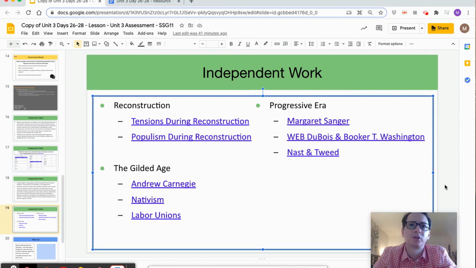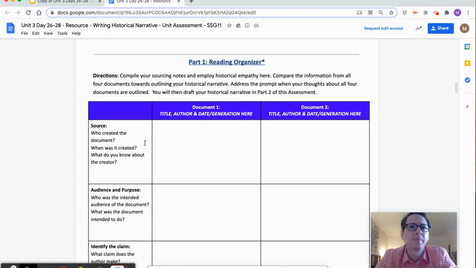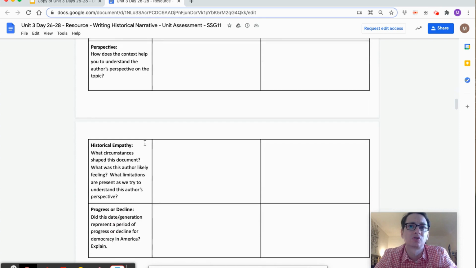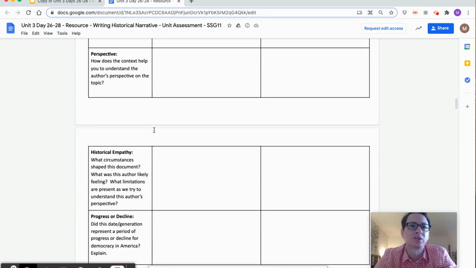Each document they ultimately select has 7 guiding prompts that go with it in the graphic organizer, which I just pulled up right here. And you may want to point out to students where they will utilize various skills from this unit, as well as a reminder of why they are relevant to this project. And in particular, I'm thinking about reminding my students the importance of perspective, historical empathy, and ultimately progress or decline as they are doing the pre-writing for their historical narrative.